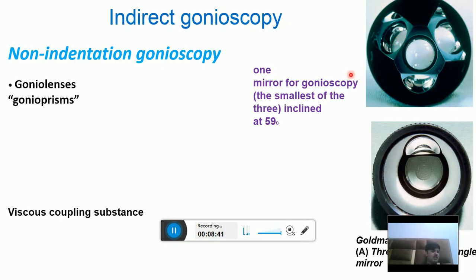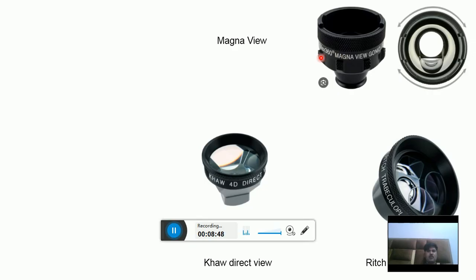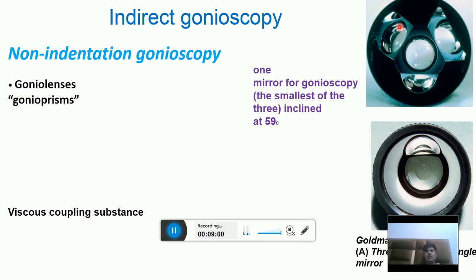Lenses of similar basic structure but with modifications include the Magna View, the Richter trabeculoplasty lens, and the Hoskins direct view. These are the other lenses, and this is the classic Goldmann, with one mirror for gonioscopy, the smallest of 3, inclined at 59 degrees. Because the curvature of the contact surface of the lens is steeper than that of the cornea, a viscous coupling substance of refractive index similar to the cornea is required to bridge the gap between cornea and lens.